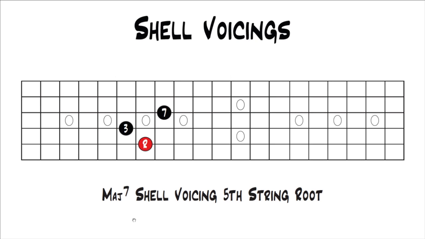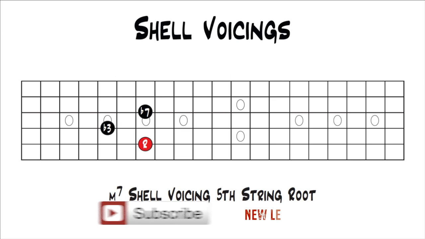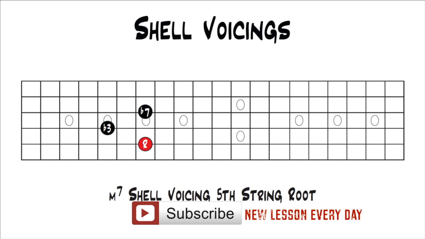So then just like with the 6th string root, you can get all your other chords from this major 7th. To get to your dominant 7th, you just lower the major 7th down to a minor 7th. So that's your dominant 7 shell voicing with the 5th string root. Then to get to minor 7th, you lower the 3rd half a step to go to a minor 3rd. So that's your minor 7 shell voicing with the 5th string root.